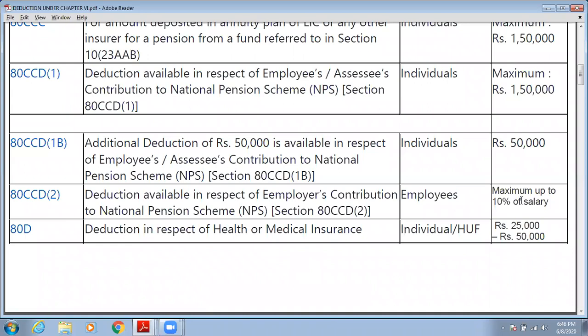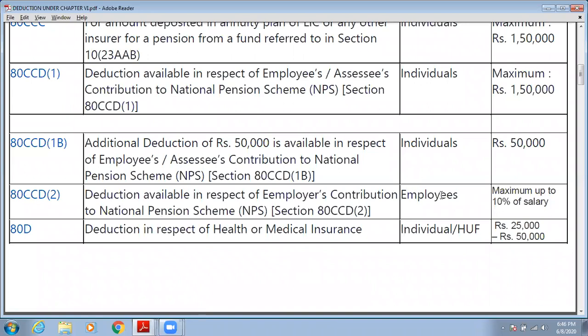अगर आपकी सैलरी का 10% ज्यादा है और 10,000 कम है तो 10,000 का रिडक्शन दे दीजिए. लेकिन अगर आपका 10% कम है और 10,000 ज्यादा, ओके, तो फिर वो कम वाला आपको. ओके. तो 80CCD2 में आपको क्या मिलेगा?